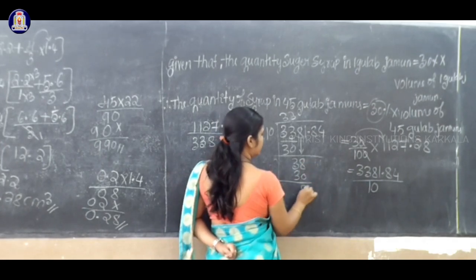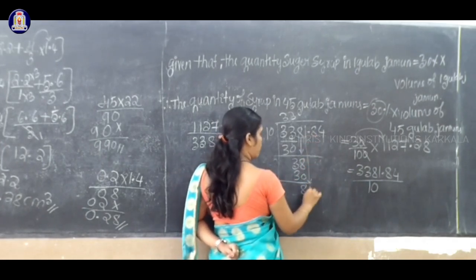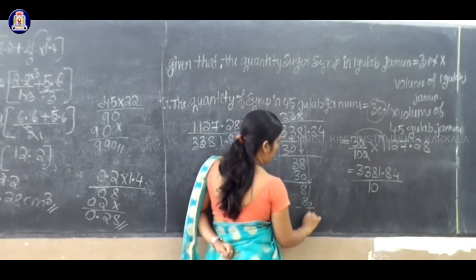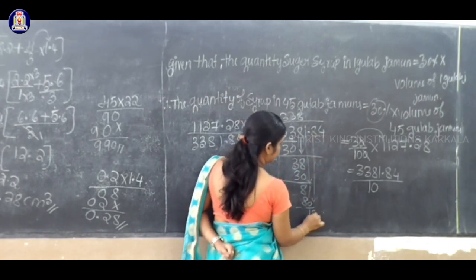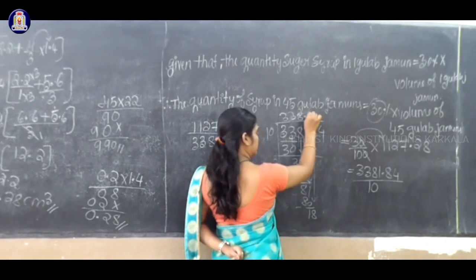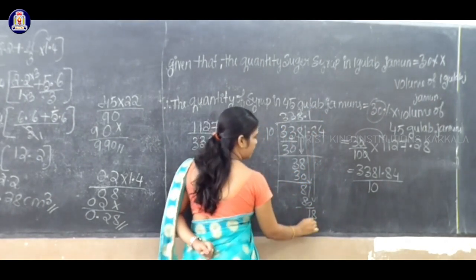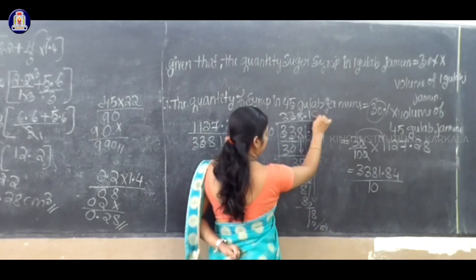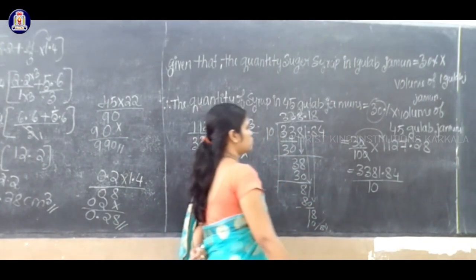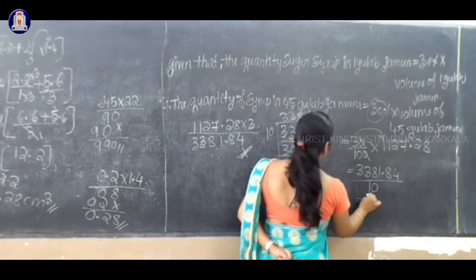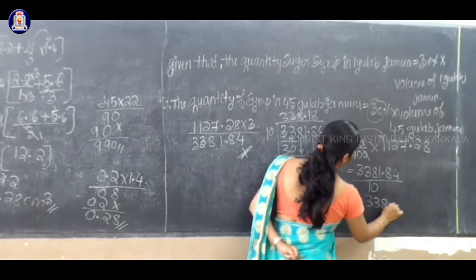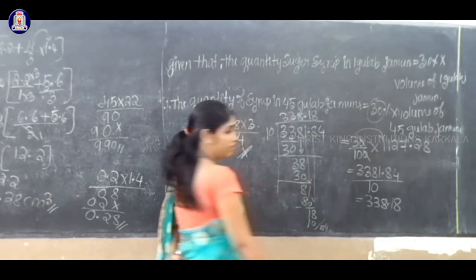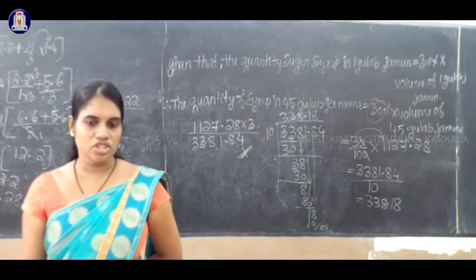What is the remainder? 8. Next 1. 3 8s are 80. So 1. Next bring down 8. Again point 10 ones are 10. Next 8 carry 4. Again 10 8s are 80. Okay. So therefore this is equal to 338.18. Okay. So actually in the question given what is the approximate value they have given.